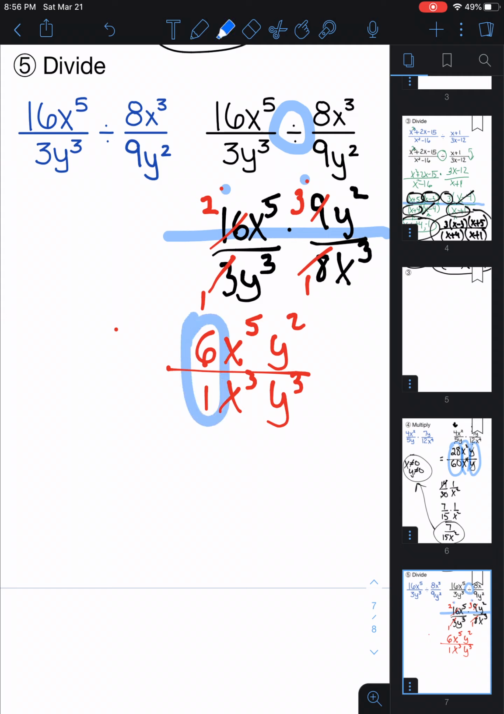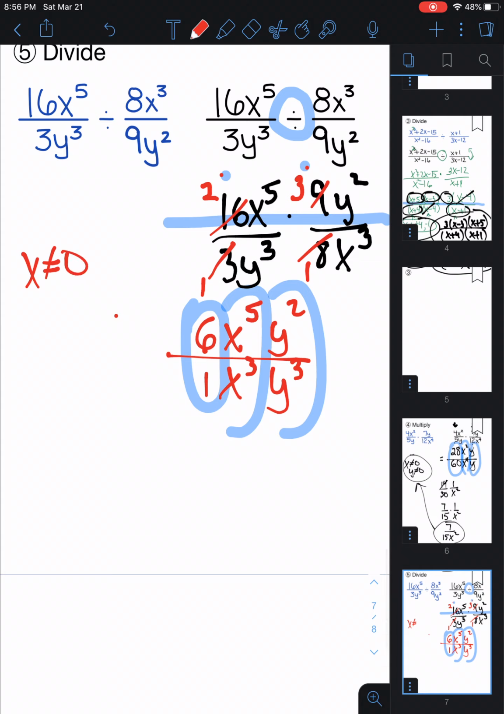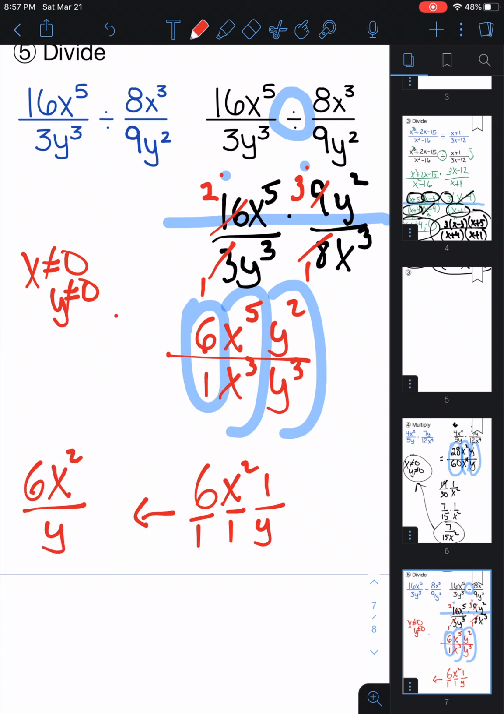When I'm looking at these pieces, the numbers, okay, again, x cannot equal 0, y cannot equal 0, and then we can start simplifying. That'll give me 6. 5 x's and 3 x's would give me x squared on the top, and y to the 2nd over y to the 3rd. Cancel out 2 of the y's, you'd have 1 over y, which gives me a final of 6x squared over y. And there would be my simplified form and my restrictions.